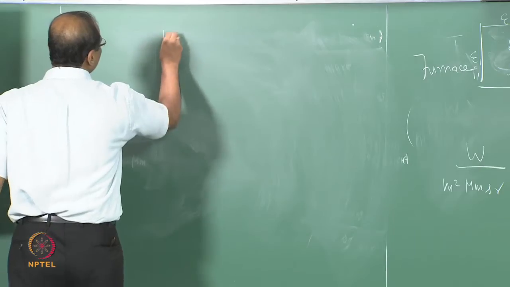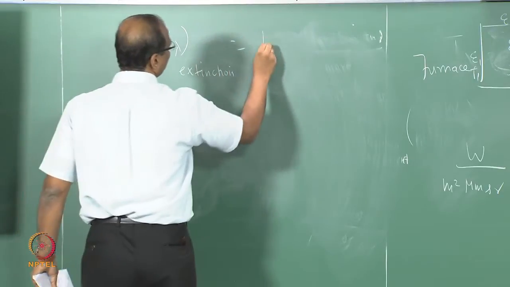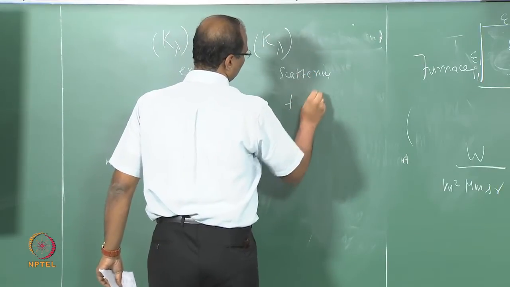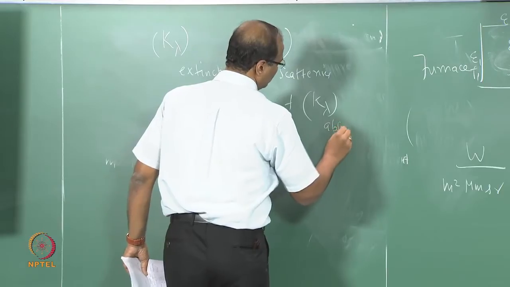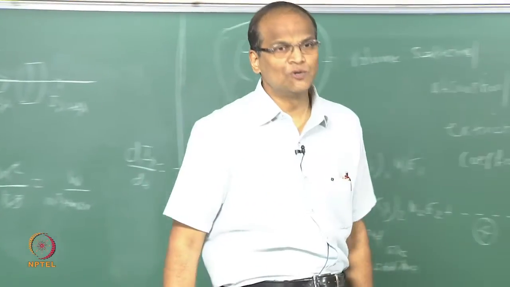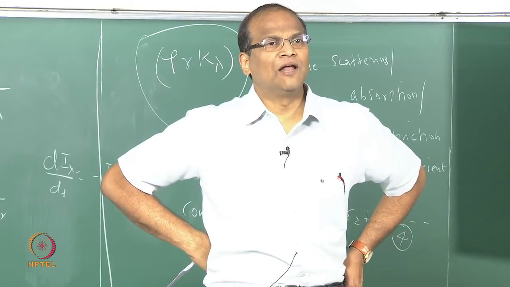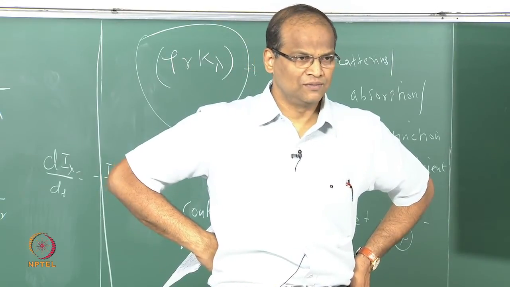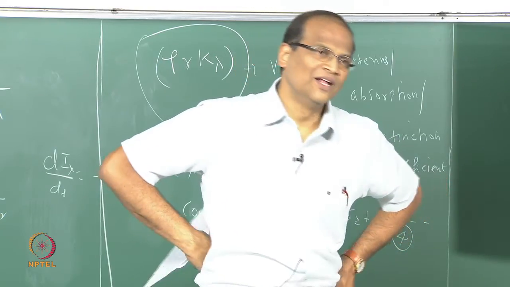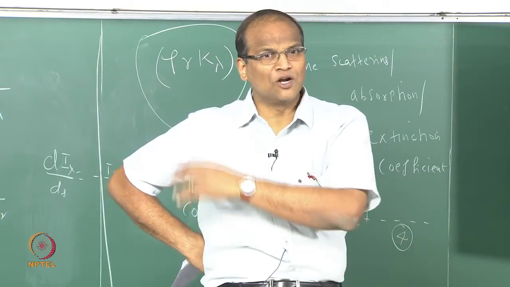Then comes the important relationship. If you know the kappa lambda for absorption and kappa lambda for scattering, you add these two and together you call it kappa lambda of extinction. For a no scattering case, the kappa lambda of extinction will be the same as the kappa lambda of absorption. For a heavily scattering and low absorbing case, kappa lambda of extinction will be equal to kappa lambda of scattering. But emission is not included here because we are talking about extinction.